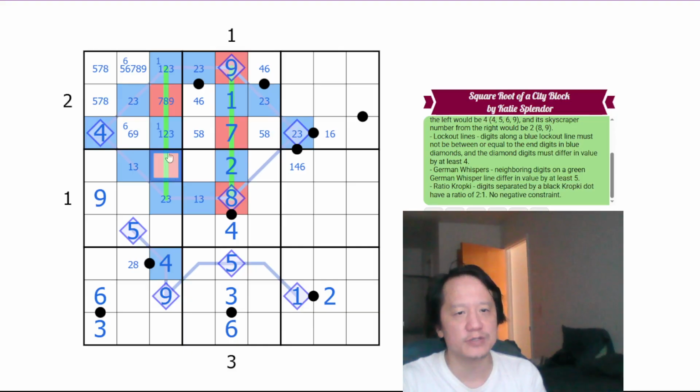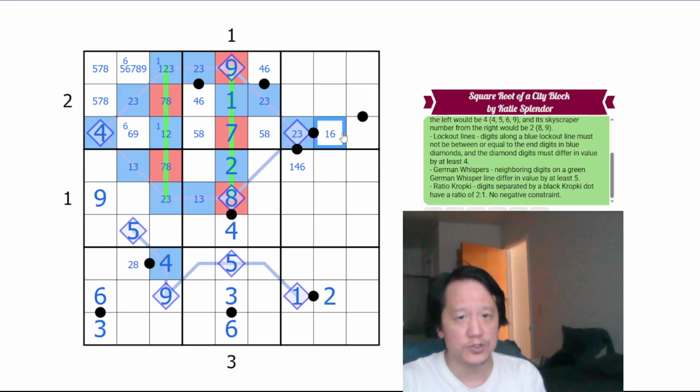This digit can't be 6 because it's between 2 unique digits on the Whisper 5 line, so it's 7, 8, or 9. No 9 here. Actually, 9 eliminates 9 here. So this is a 7, 8 pair guaranteed, which means this cannot be 3 to be next to it. It's 1 or 2 here.